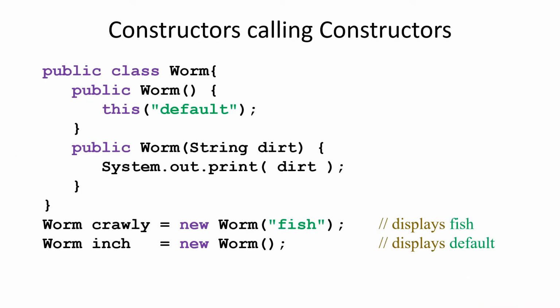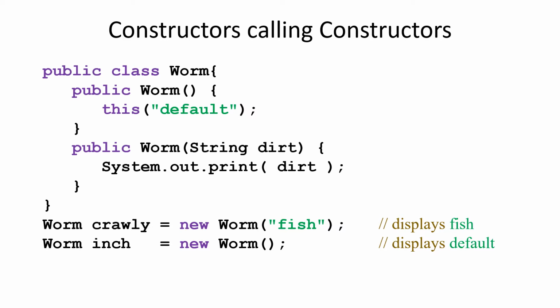In Java and ExamGault, one constructor can call another constructor. In this example, there are two constructors, one with no parameters, sometimes called the default constructor, and the other constructor takes a string parameter.